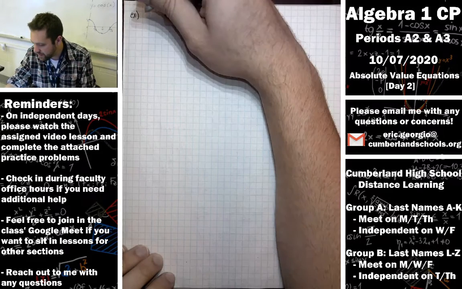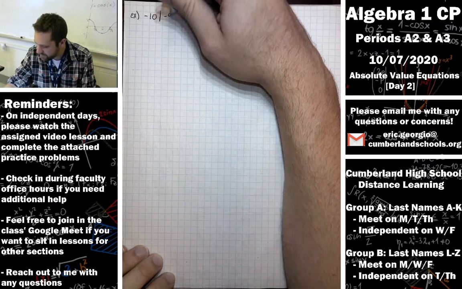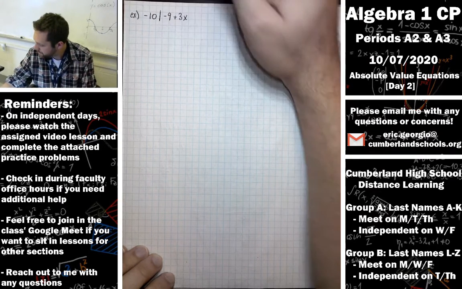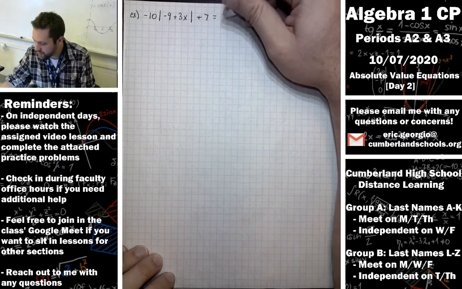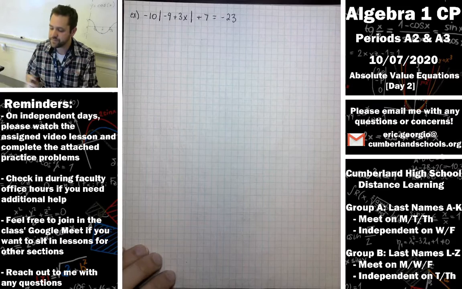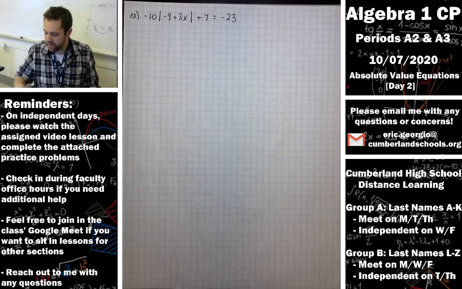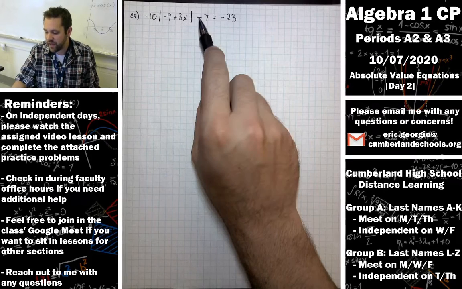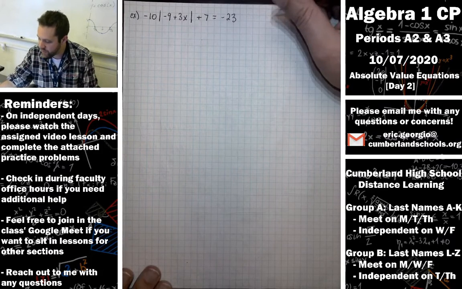If I had negative 10 times the absolute value of negative 9 plus 3x, plus 7 is equal to negative 23. All right. Notice we have two operations on the outside. We have negative 10 times this absolute value and then plus 7. All right. And what I want to compare this to is solving an equation like this.